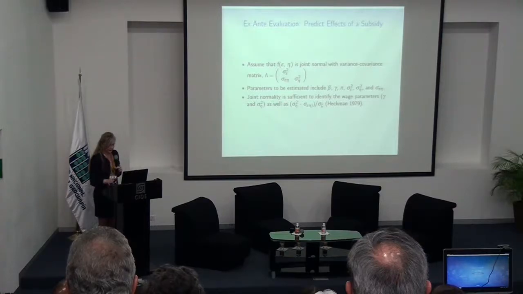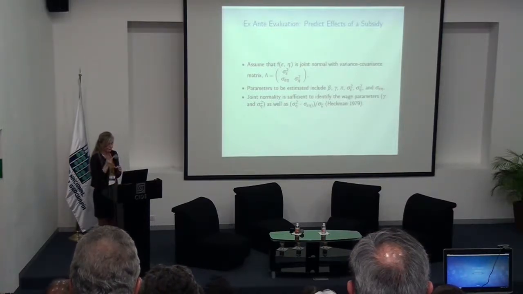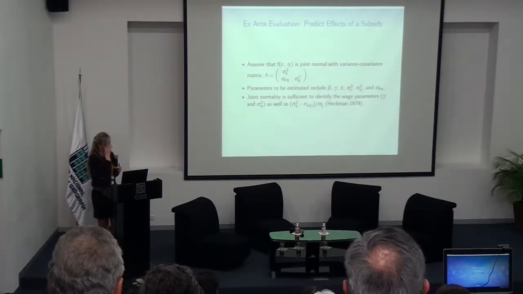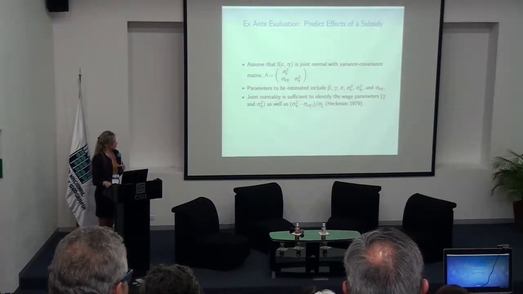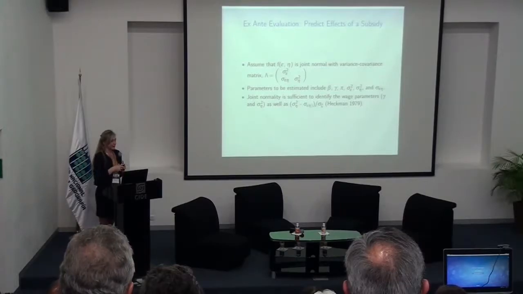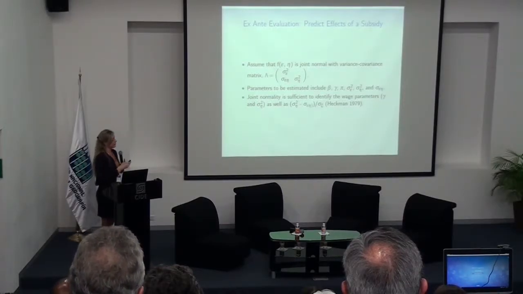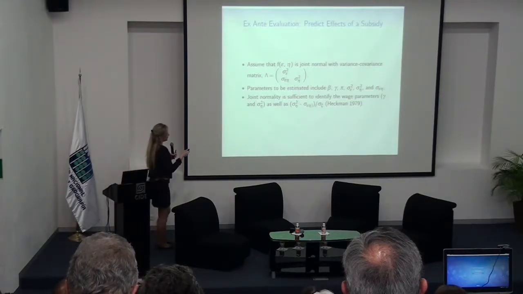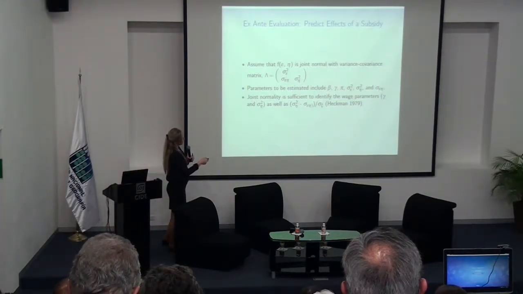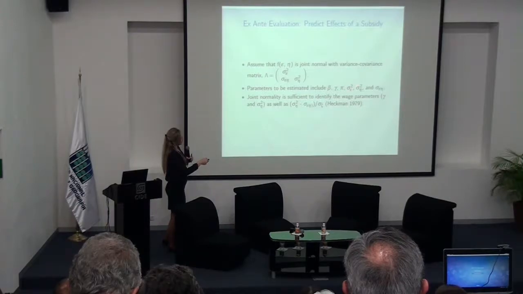Since we have two unobserved elements, which are the preference shock and the wage shock, we also would be estimating the variance-covariance matrix associated with those shocks. So these are all the parameters we're estimating: the beta, the gamma, pi, all these things.